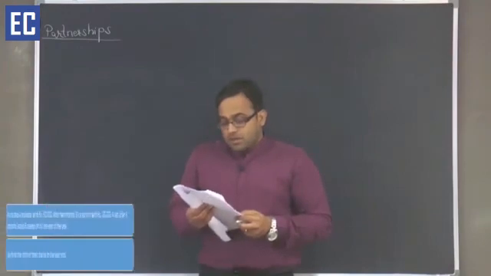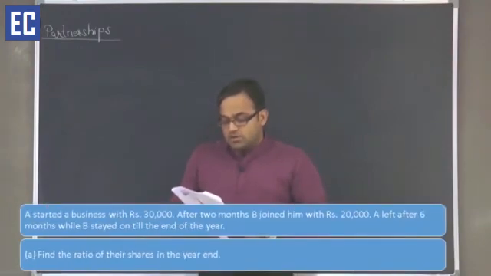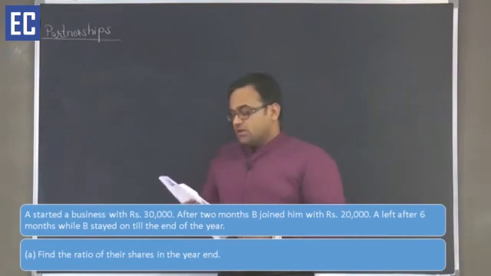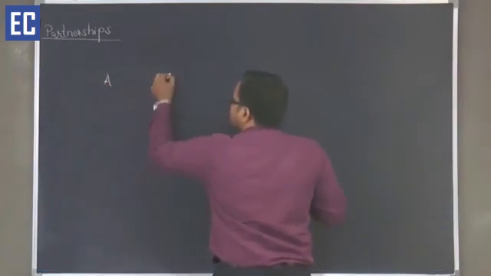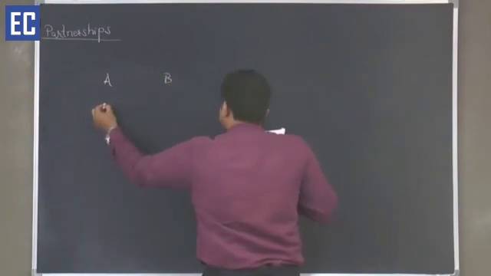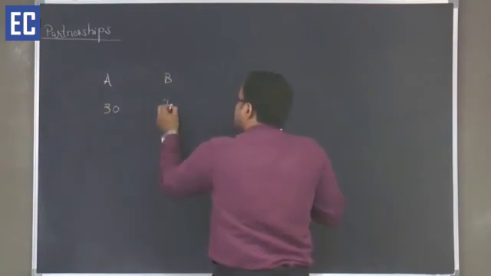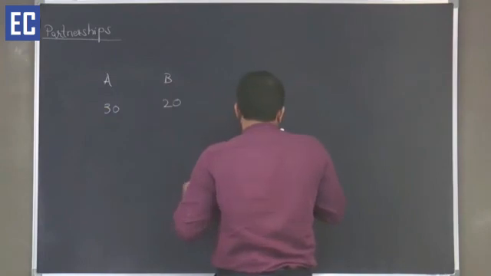Example 3. A starts a business with 30,000. After 2 months, B joins him with 20,000. A left after 6 months while B stayed on till the end of the year. Find the ratio of their shares at the end of the year. So now what will happen is, there is A, there is B. A has started with 30,000. B has started with 20,000.